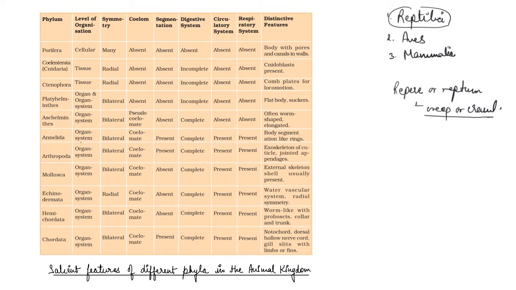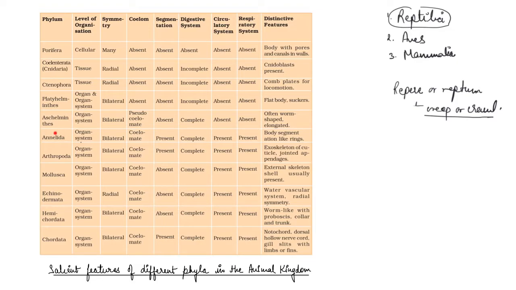Then in Aschelminths, it's organ system level of organization. They have bilateral symmetry. Now they have pseudocoelom, so they are pseudocoelomate. Segmentation is absent. Digestive system is now complete, but again they lack circulatory and respiratory system. And they have distinctive feature as they are worm-like, right? So the body is elongated and worm-like.